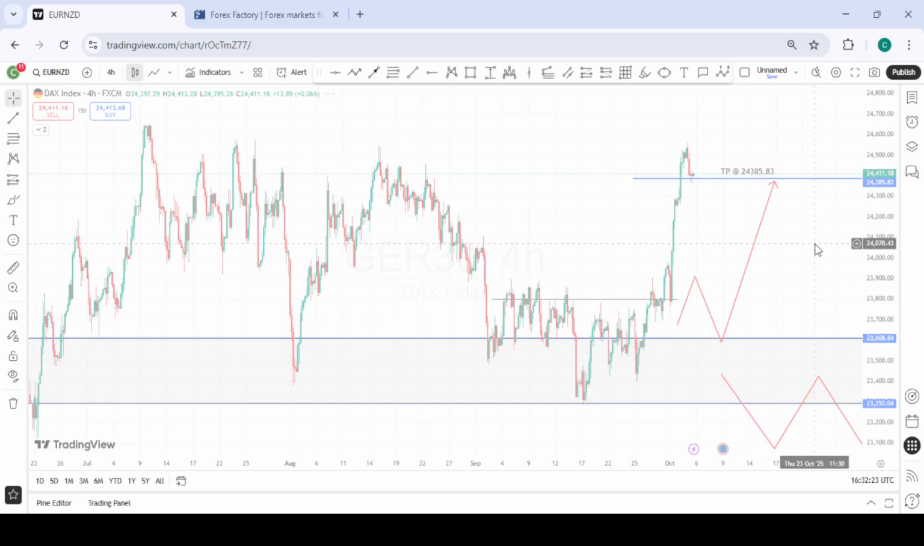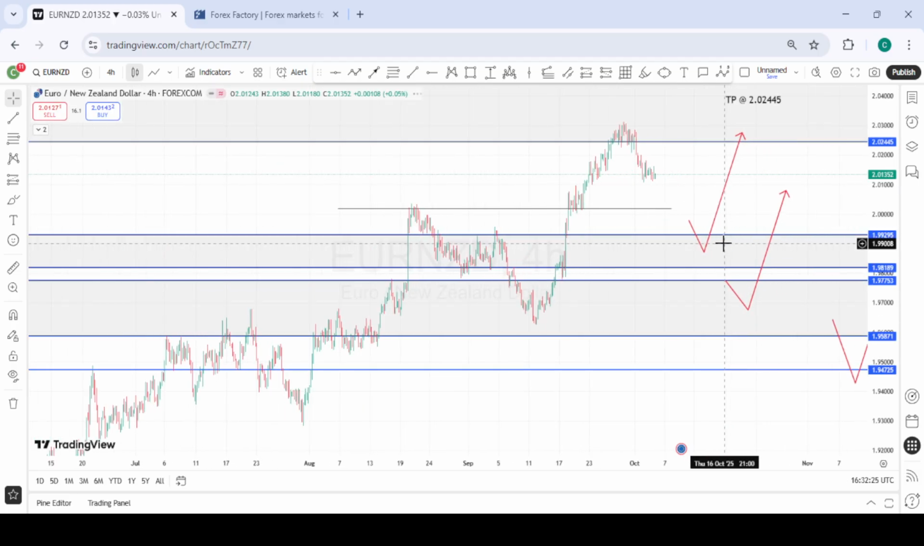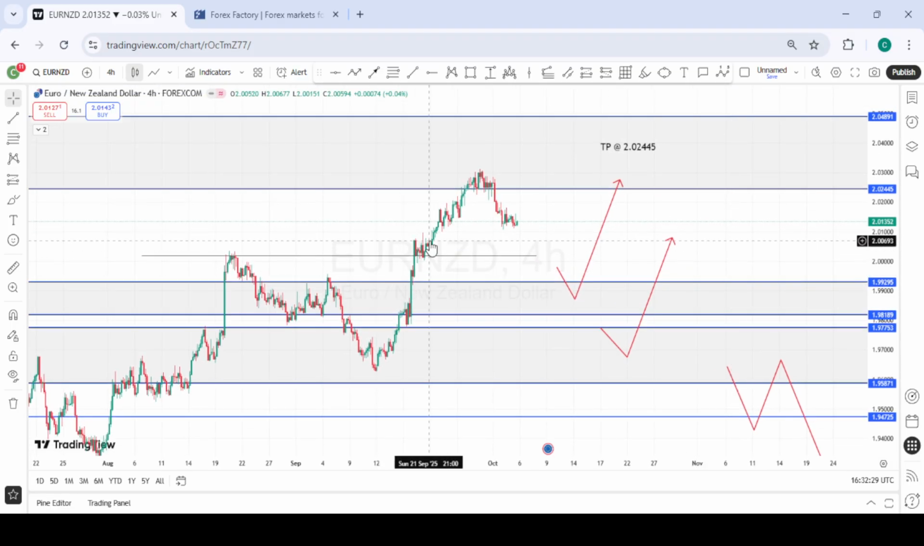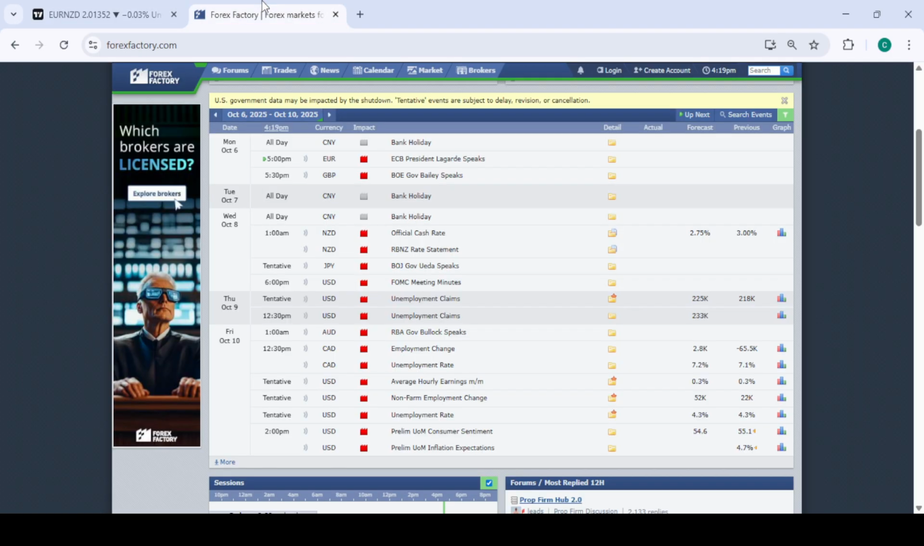And so we have here EURNZD. As of last week, we're expecting price to pull back to any of these two areas of interest and to give us this buying move, and price actually continued buying without giving us a buying opportunity. So we also missed out on EURNZD. So let's have a look at the economic calendar for the coming week, then we dive into the charts.